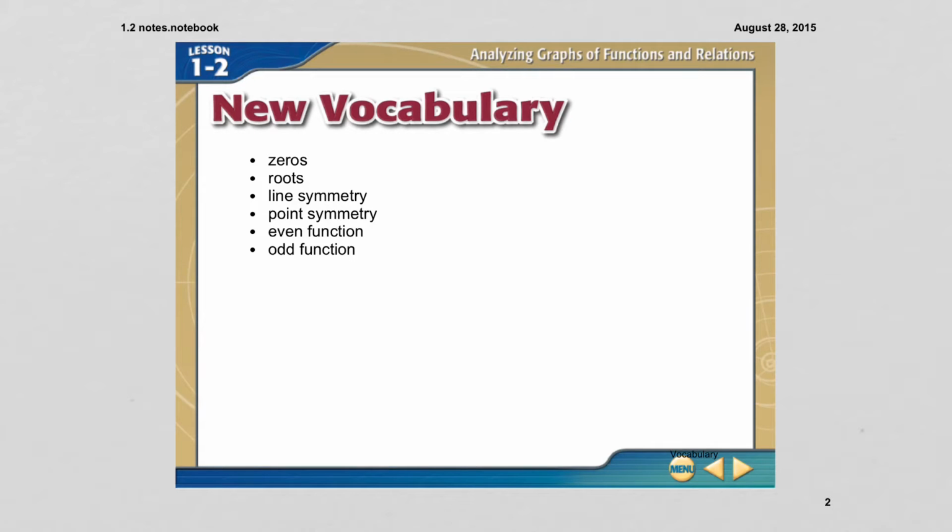Today we're going to learn about Chapter 1, Section 2, Analyzing Graphs of Functions and Relations. Here is the new vocabulary for the section. Please copy them down and find their definitions. Pause the video at this time.